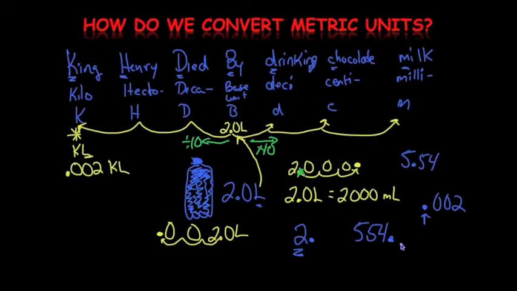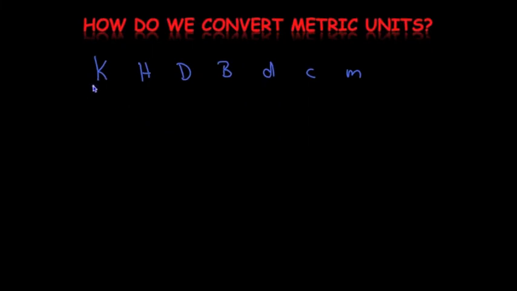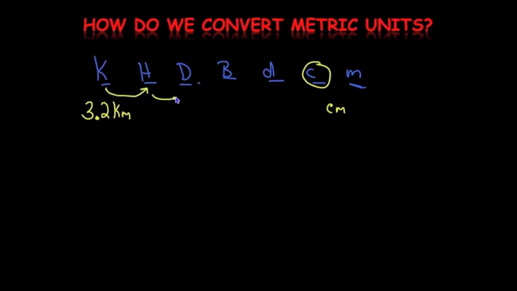Okay. Let's do a couple more practices. I just wrote the first letter of our sentence. King Henry died by drinking chocolate milk. I know that this means kilo, hecto, deca, base unit, deci, centi, milli. So let's convert 3.2 kilometers to centimeters. We start at kilometers, and to find how many centimeters that is, we simply count up the number of prefixes we pass to get there. So we go 1, 2, 3, 4, 5.